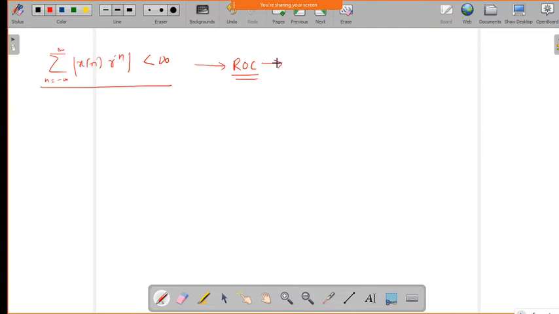So the region of convergence is the set of points or values where the z transform converges. Region means the area where the absolute value or summable value of this discrete time signal will exist. That will be called the region of convergence.